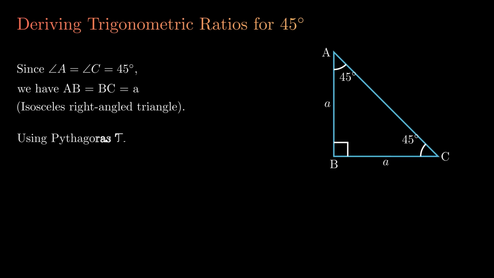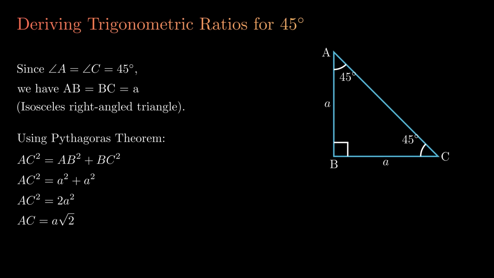Using Pythagoras theorem in this triangle, we can write AC square is equal to AB square plus BC square. So let's compute AC square, since we know AB and BC are equal to A. So AC square becomes A square plus A square. So AC becomes square root of 2A square, which is A times square root of 2. Okay, let's write down side AC equals A root 2.